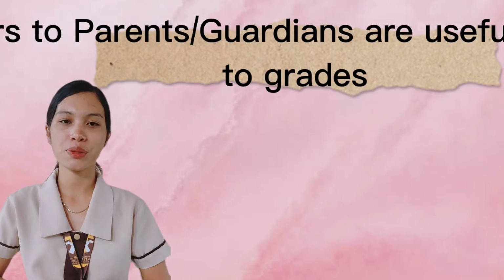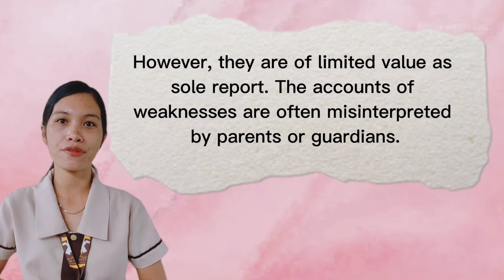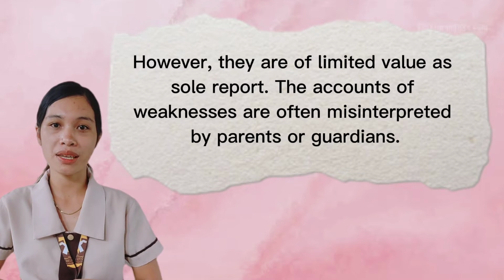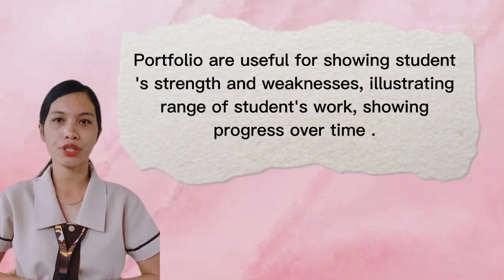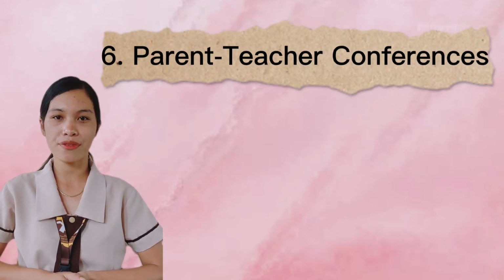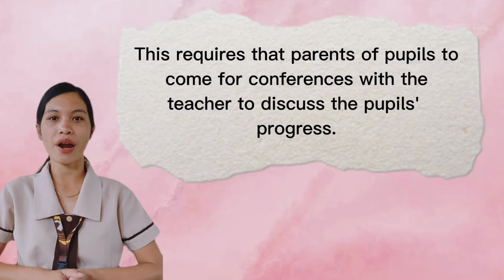Fourth, letters to parents and guardians are a useful supplement to grades. However, they are of limited value as the sole report. The accounts of weaknesses are often misinterpreted by parents or guardians. Fifth is portfolio. Portfolios are useful for showing students' strengths and weaknesses, illustrating a range of students' work, and showing progress over time. And lastly, parent-teacher conferences. This requires that parents of pupils come for conferences with the teacher to discuss the pupils' progress.